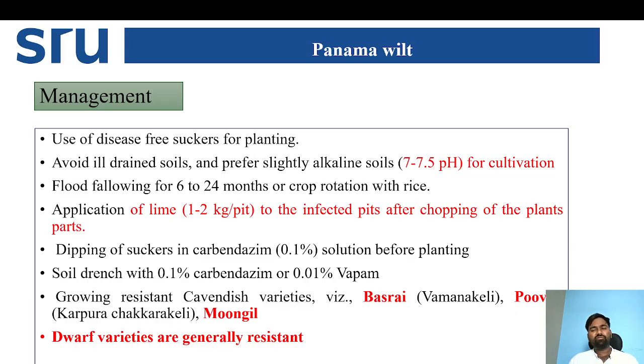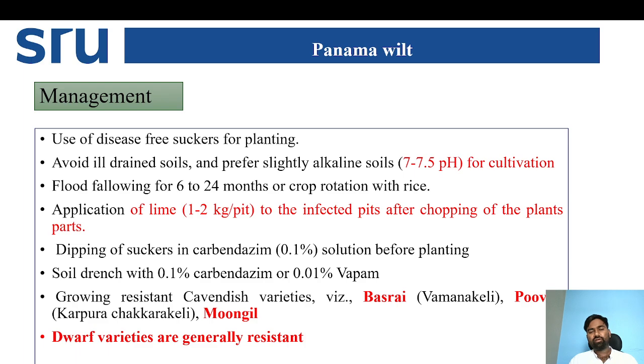Coming to management of Panama disease or Panama wilt, use disease-free suckers for planting. Best to go for tissue culture banana. Avoid poorly drained soils, preferably slightly alkaline soil with a pH of 7 to 7.5 for cultivation. Flood fallowing for a duration of 6 months to 2 years is recommended. Along with the crop rotation, you can go for banana after rice.